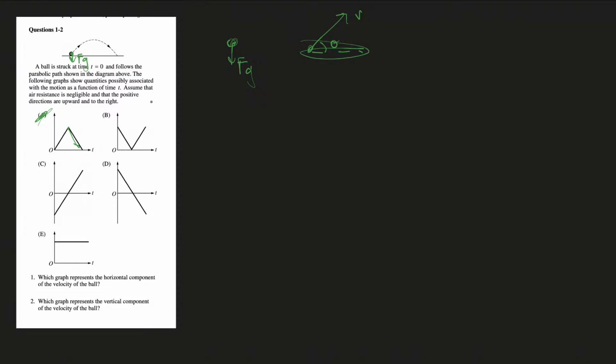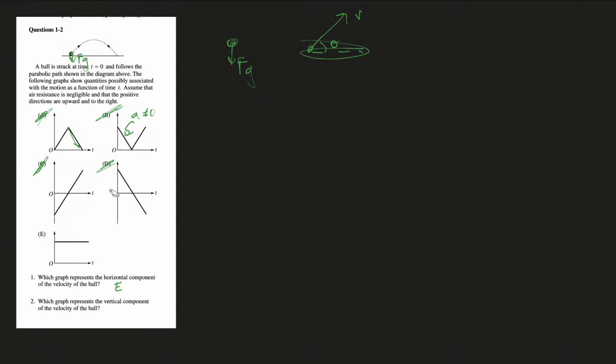That's clearly not true, so it cannot be A. B also has a non-zero slope, which is not true. Same thing with C and D, because these all have some sort of slope. So it has to be E, because that's the only one with a slope of 0, which implies no acceleration, and that makes sense, again, because the force of gravity is directed completely downward. So for one, it's going to be E.